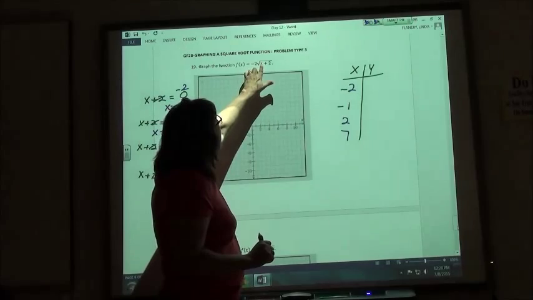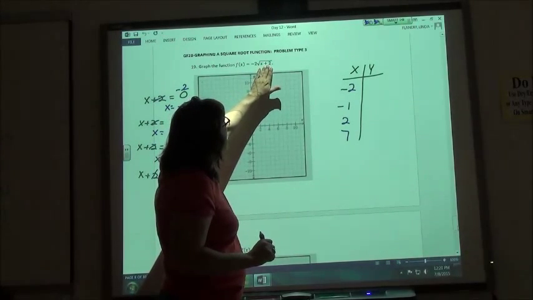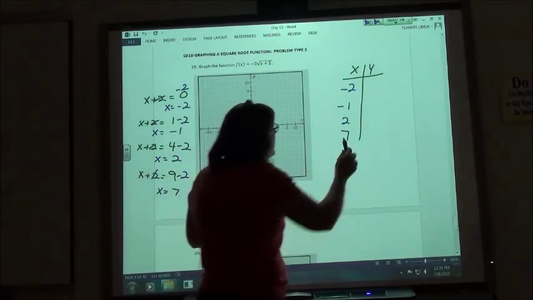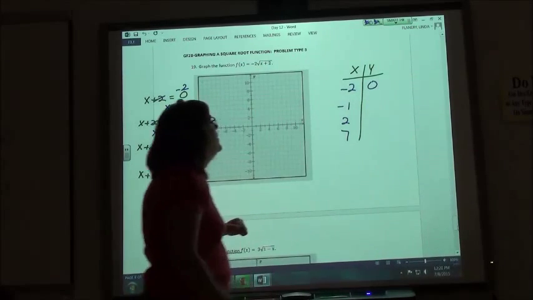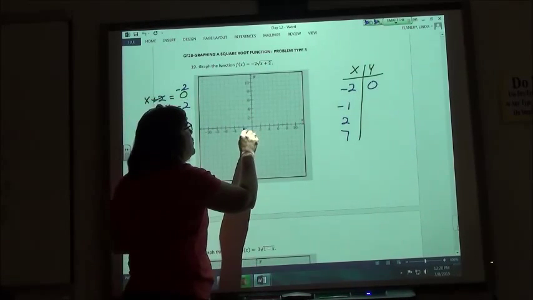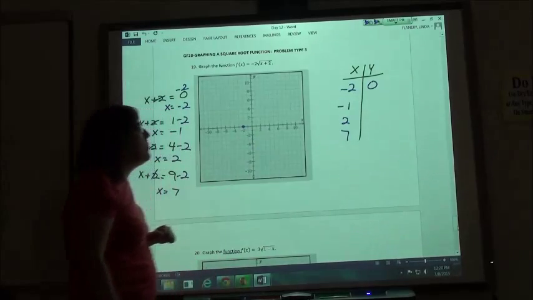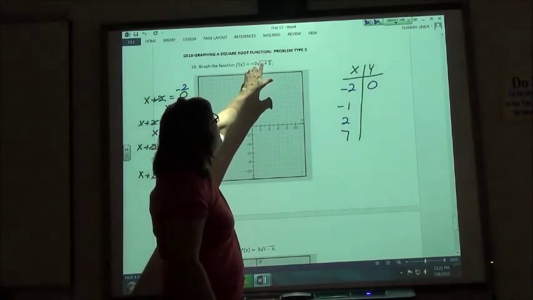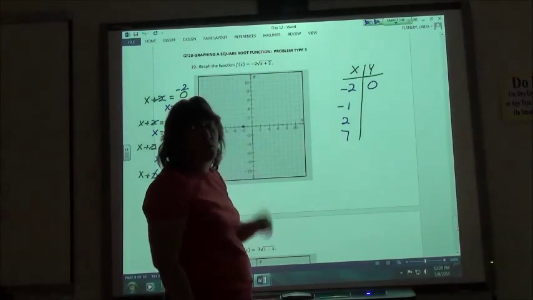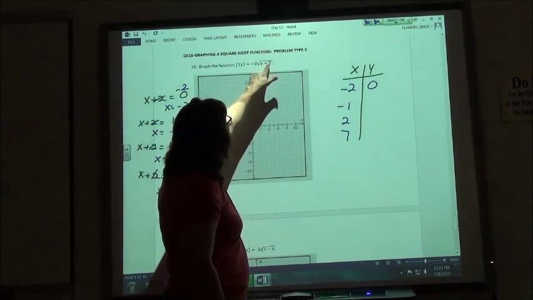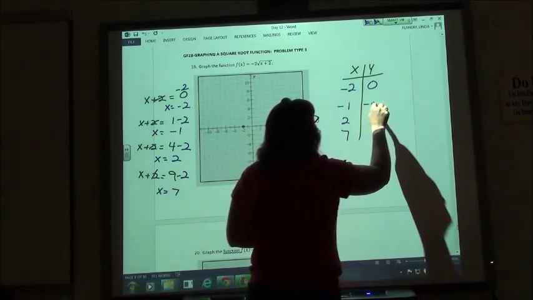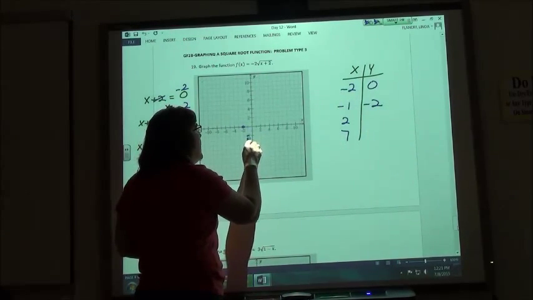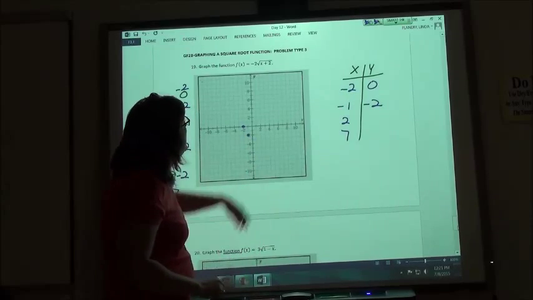So, -2 plus 2 is 0. The square root of 0 is 0. And 0 times the -2 in front still is 0. So, -2, 0 is going to be the end point of my graph. Then I'm going to put in the -1. -1 plus 2 is 1. The square root of 1 is still 1. 1 times the -2 in front is -2. So -1, -2.